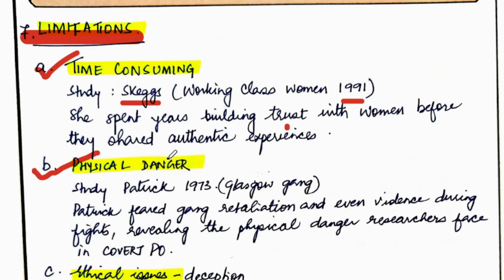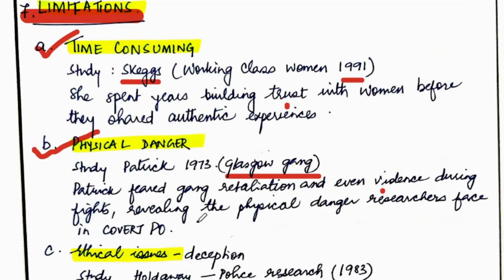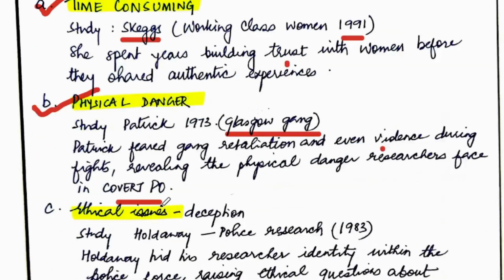Next is the risk of physical danger. Sometimes a researcher participates fully in the group's activities, which can put them at risk. For example, Patrick's 1973 study of a Glasgow gang. He feared retaliation and even violence during fights, revealing the physical danger researchers face in covert participant observation.